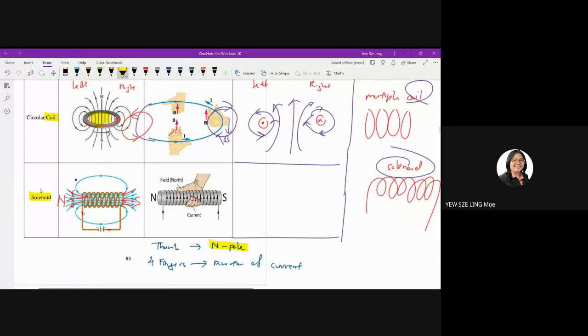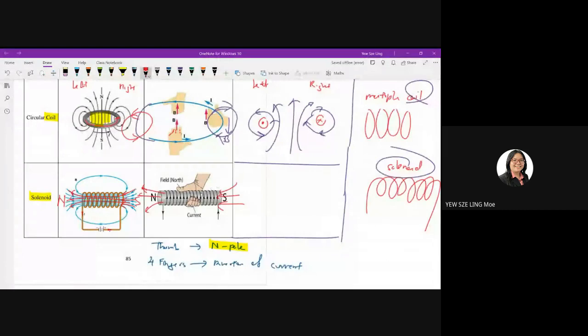Once you know the direction of north pole, you can then draw the direction of magnetic field lines. Okay, north pole tells you your field line is leaving on the left. So kalau dia nak keluar dari left, dia mesti datang dari mana? Dia mesti datang dari kanan. Okay, it must be coming from the right. Otherwise, it won't be able to leave the left-hand side.